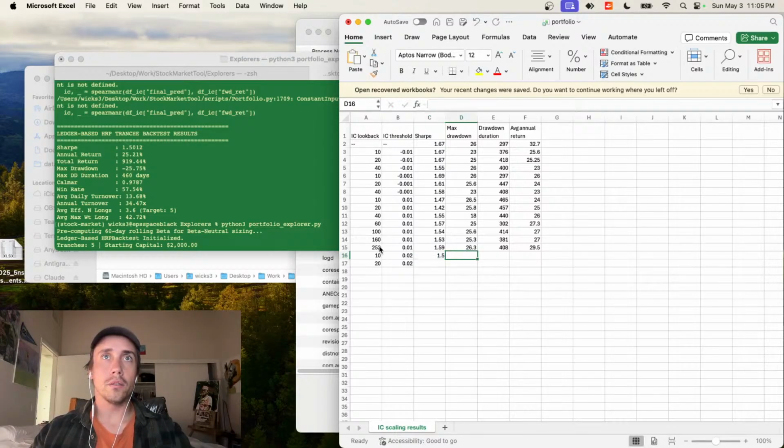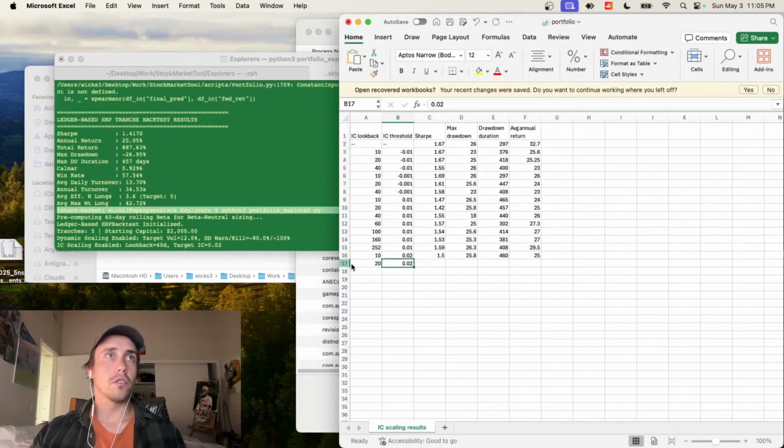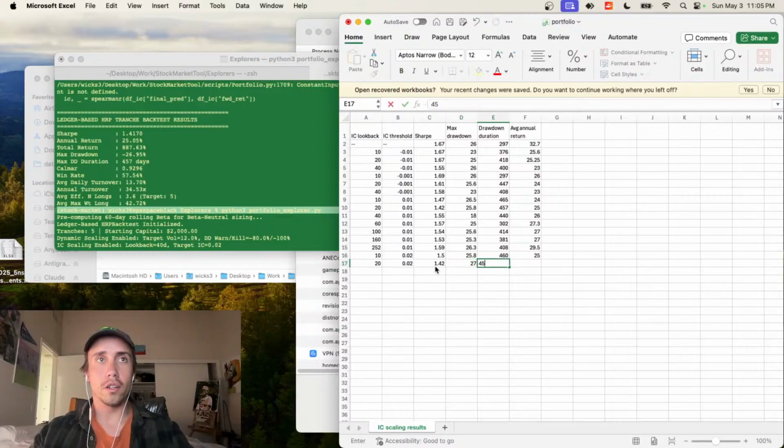Max drawdown 25.8. Drawdown duration 460 days. So pretty bad. Average annual return 25%. When we extended it out to 20 days, we got 1.42 for the Sharpe. Max drawdown 27%. Drawdown duration 457 days. Average annual return 25%.